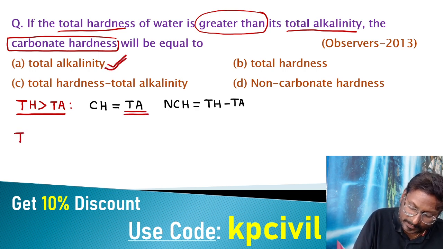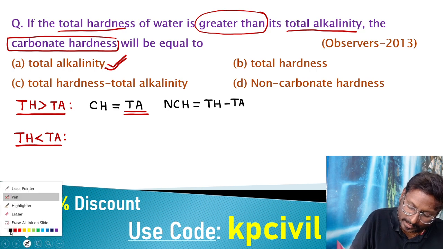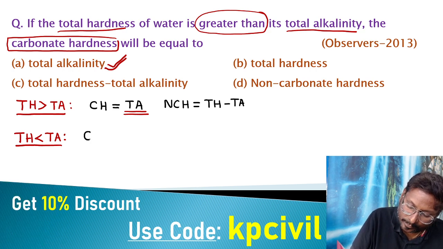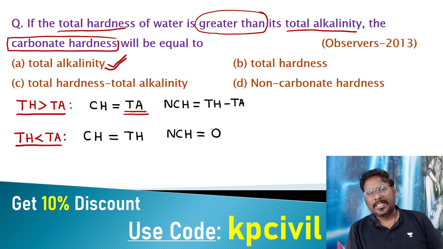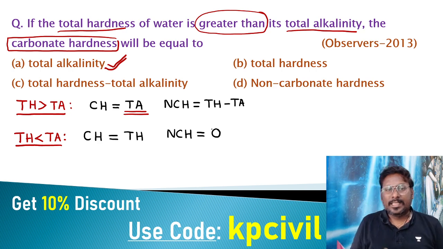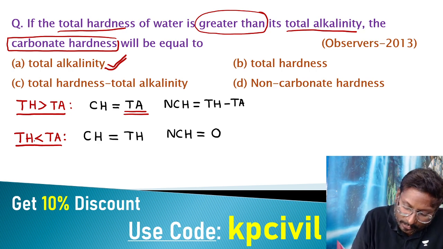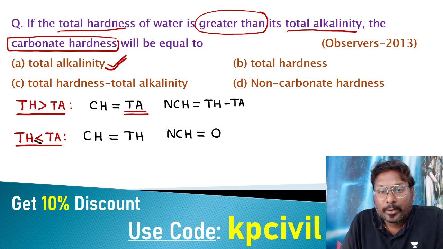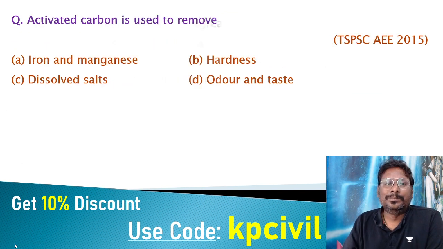If the reverse case, total hardness less than total alkalinity, or equal to total alkalinity: carbonate hardness is total hardness, and non-carbonate hardness is 0.